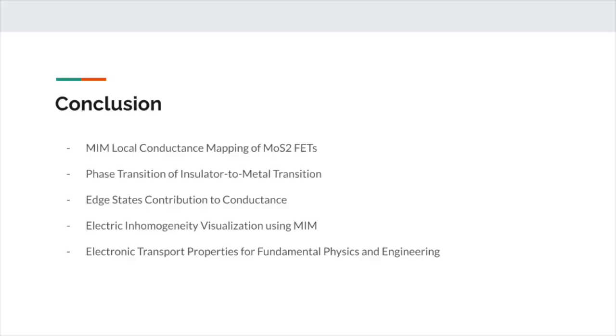To summarize, we were able to use MIM to show a mapping of the local conductance of MoS2 FETs. From conductance maps, we were able to see the phase transition of the insulator-to-metal transition. We were able to see how edge states contributed to channel conductance, and that is significant until the bulk starts to be conductive as well. In addition, properties such as the electrical inhomogeneity can be visualized using MIM data. This is especially important for finding important electronic transport properties that have applications in fundamental physics and practical engineering applications.